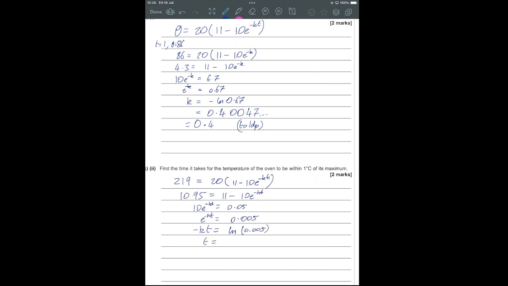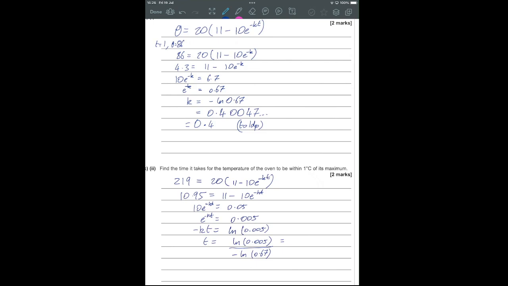So t is equal to ln of 0.05 divided by negative ln 0.67. Ln of 0.05 divided by negative ln. Have I got a sign wrong somewhere? I might have. Because that's giving me a time of negative 13. So somewhere I've made a sign error.